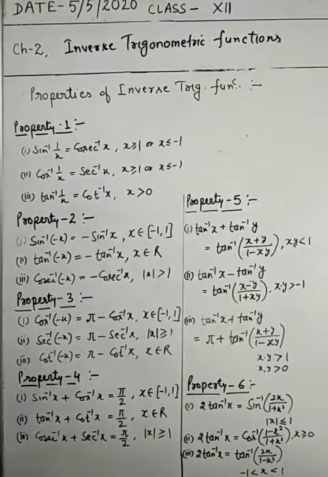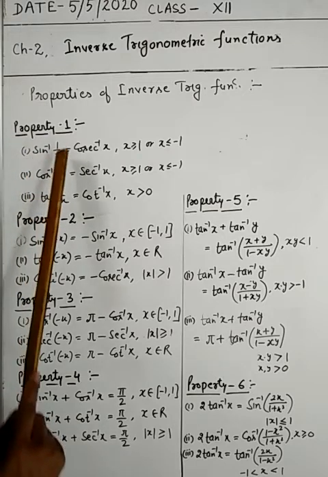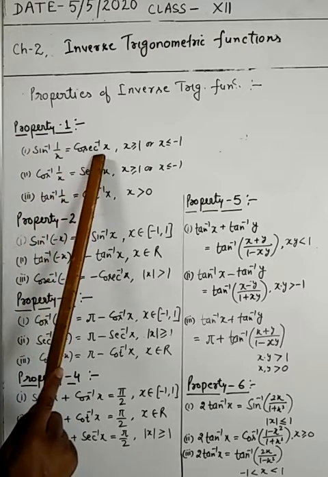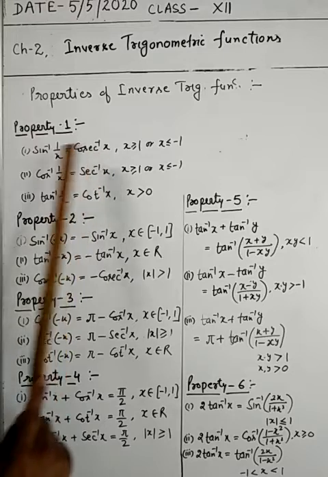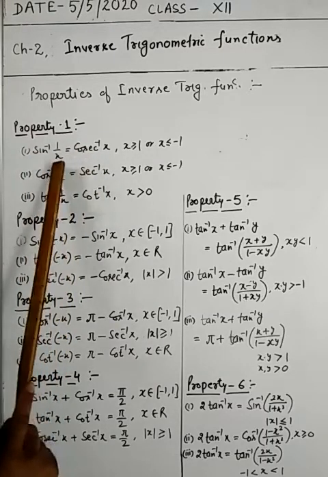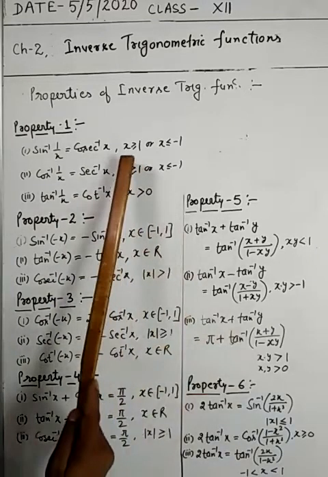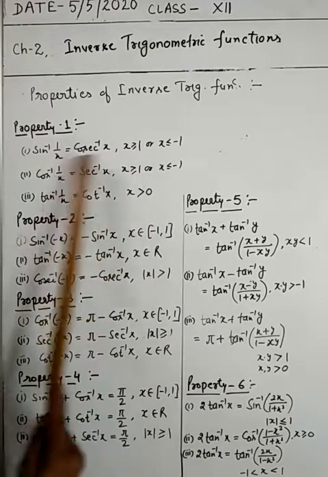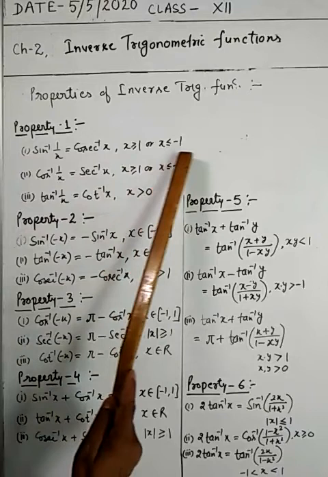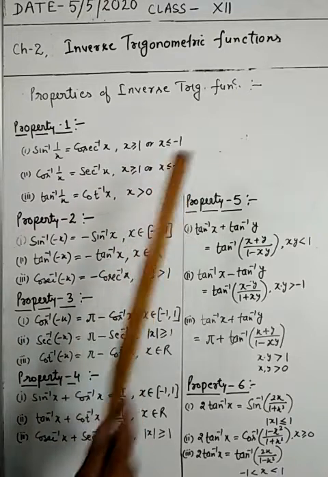Good morning class. Today in chapter 2, inverse trigonometric functions, I will explain all the properties of inverse trigonometric functions. In property 1, sin inverse 1 upon x equals cosec inverse x, meaning sin inverse का reciprocal अगर हम number का करेंगे तो it will become cosec inverse x, but the condition is that the value of x must be greater than or equal to 1 or less than or equal to minus 1.